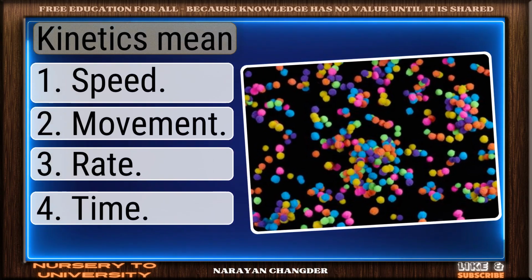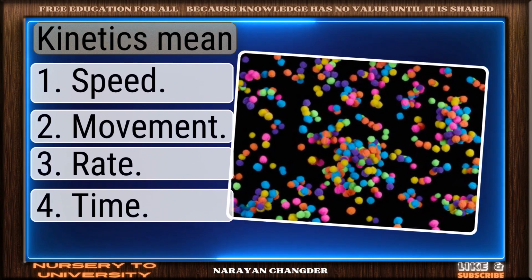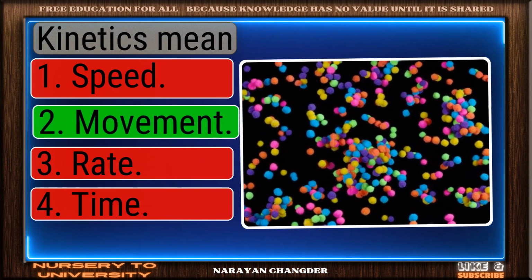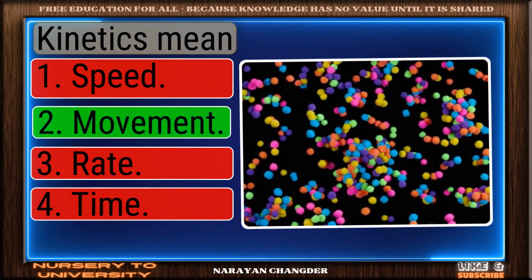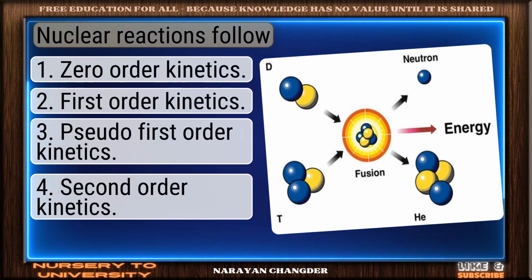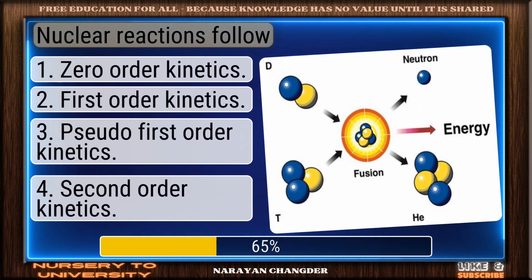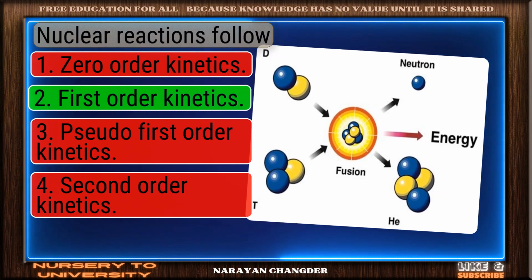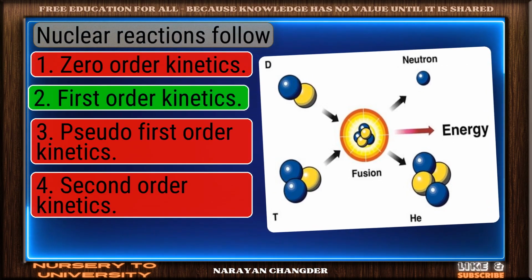Can you solve all these chemical kinetics questions? Kinetics mean well-reasoned. Movement is the correct choice. Nuclear reactions follow. Clear logic. Your choice first-order kinetics is sound and 100% true.